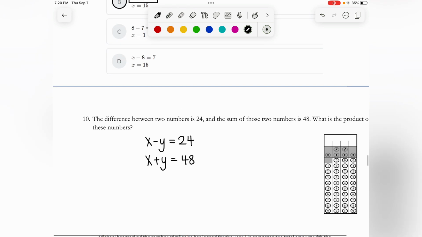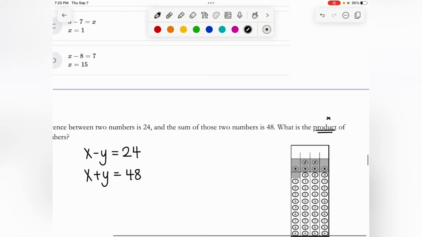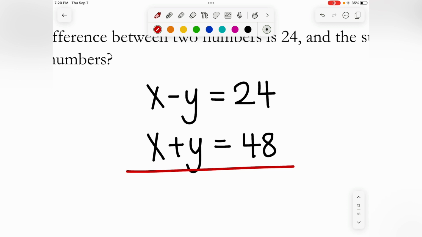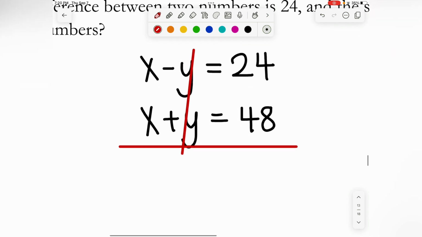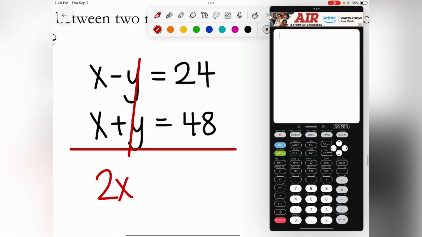Okay, cool. So then it says, what is the product? Product means to multiply. So that's what we're going to do. First, we have to solve this system. This is a pretty easy elimination problem. Those y's cancel. I get 2x.